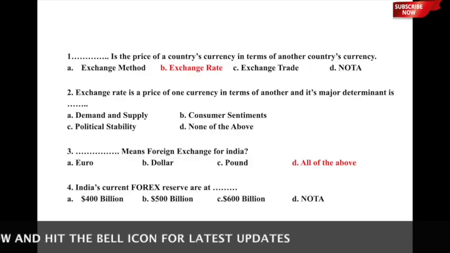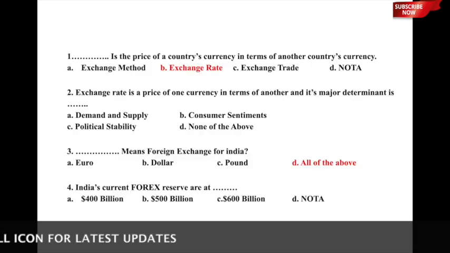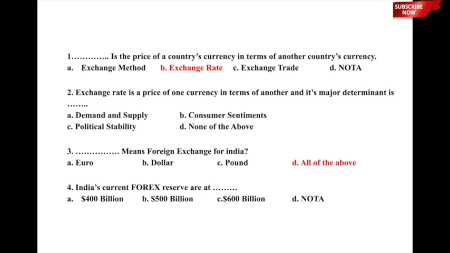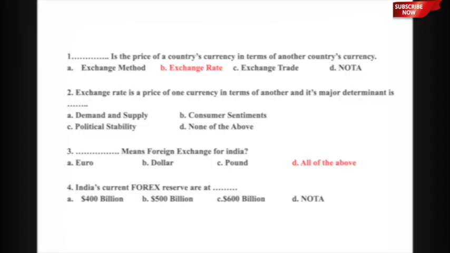The first question is, dash is the price of a country's currency in terms of another country's currency, and the underlying options are A, exchange method, B, exchange rate, C, exchange trade, and D, none of the above. The price of a country's currency expressed in terms of another country's currency is termed as exchange rate, and therefore option B, exchange rate, is the correct answer to this particular question. I hope the question is clear. Let us now move to the next.